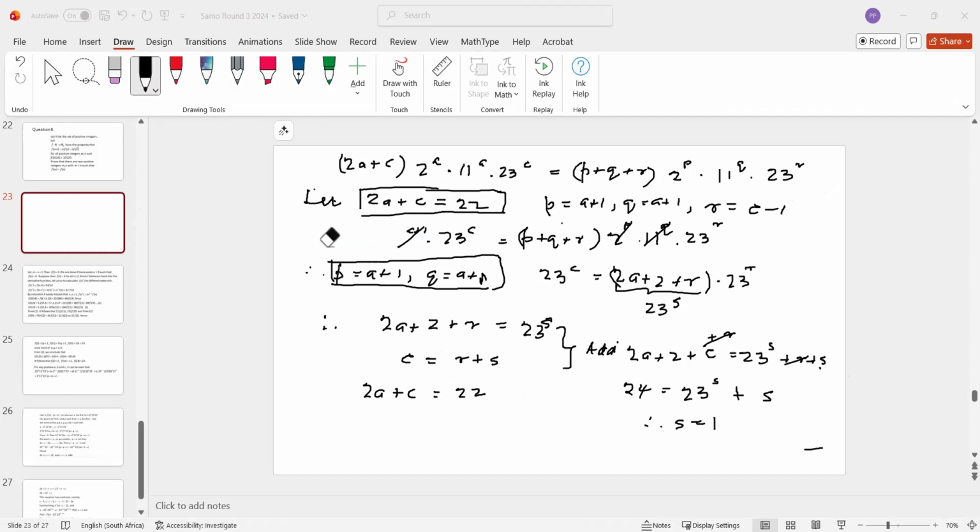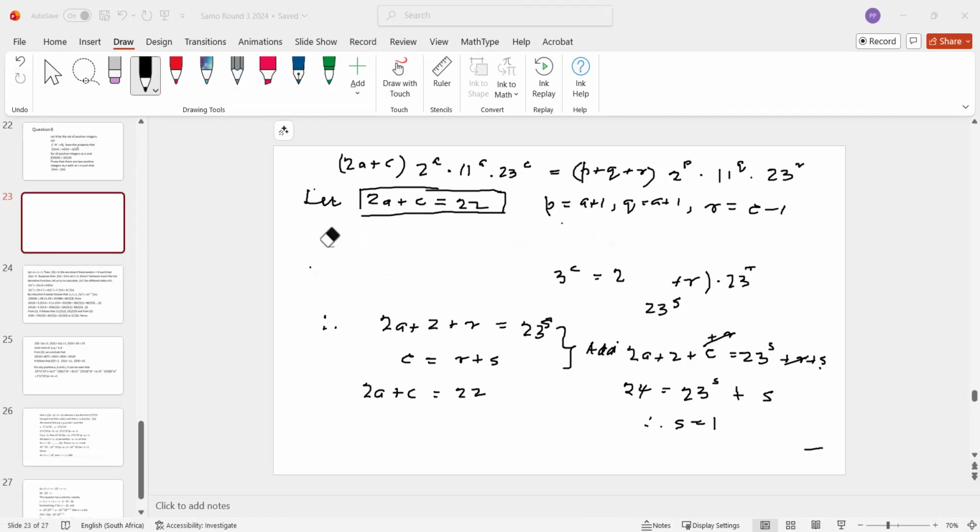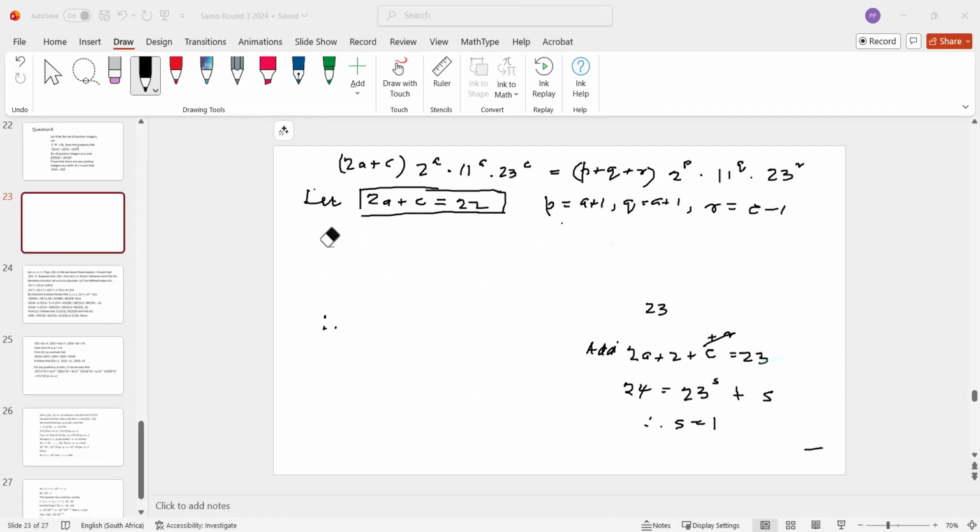Okay, so what we have here is the following. We started off by saying that suppose f of x equals f of y, and we saw that this implies we can find x and y, but with the condition that 2a plus c must be equal to 22. So as long as 2a plus c is equal to 22, then we have a solution. Now, remember a and c are natural numbers.